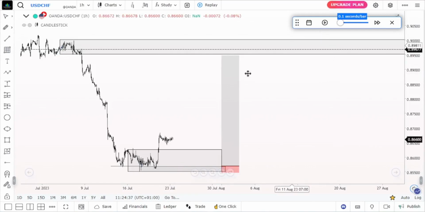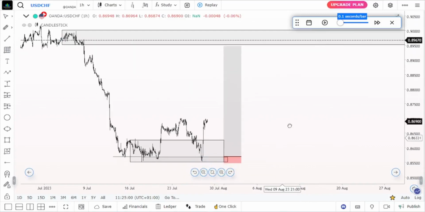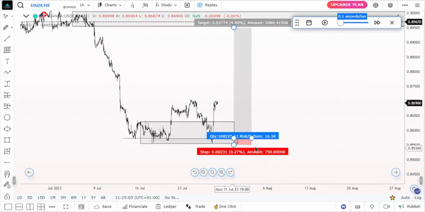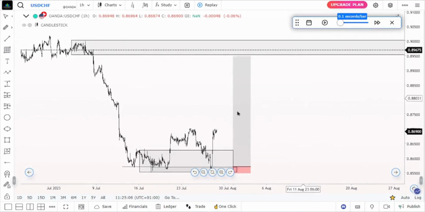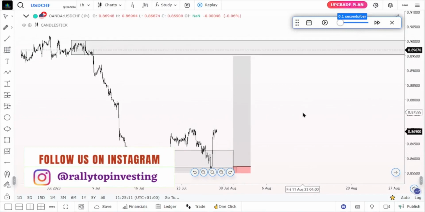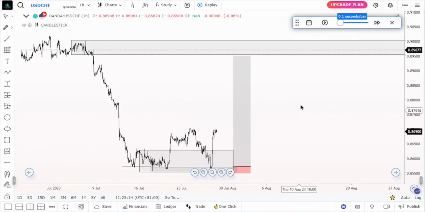If you are following structure, then you can move your stop loss to break even once it breaks this high. But in this case, we are using candlestick formation. So let's continue to play price and see. See what I mean? Price came back into our refined point of interest, but we are still in the market because it didn't take us out. If you had moved your stop loss to break even, you would have been taken out of the market. So don't do that, because we are using candlestick formation and not structure.